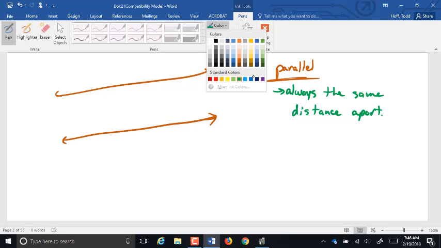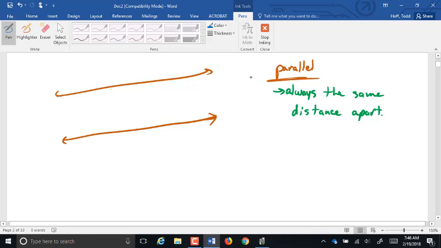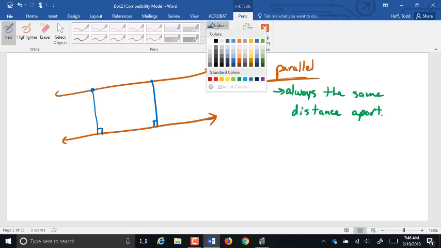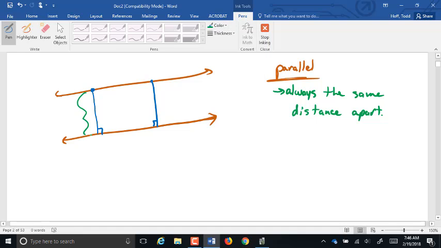To talk about that, always the same distance apart, we should talk a little bit about how we measure distance. To measure the distance that these two lines are apart, you have to pick a point on one line. So if I pick this point here, I measure the distance to the other line from that line at a right angle to the other one. So if I pick any other point here, and I go make a right angle to the other line, the length of that segment will always be the same.